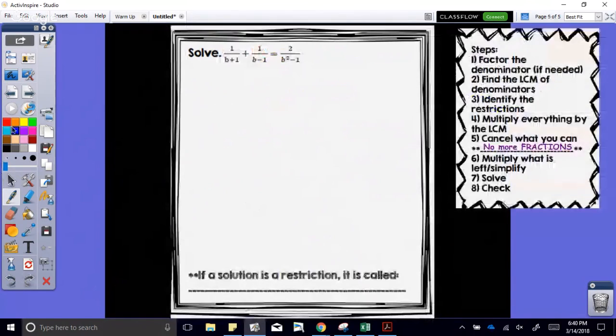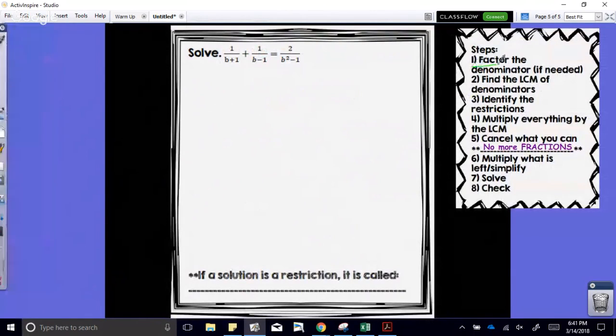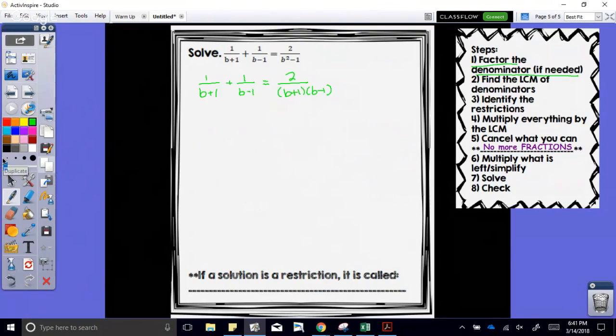Okay, so the last one is one where we actually have to go through and factor. So first step, factor the denominator if needed. I'm going to rewrite: I have 1 over b plus 1 plus 1 over b minus 1 is equal to 2 over, if I factor b squared minus 1, we have a difference of 2 squares, so I have b plus 1 times b minus 1.